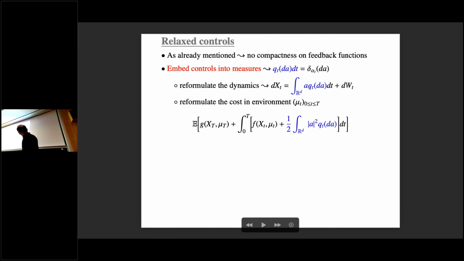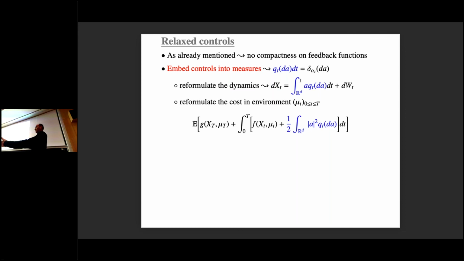So when you compute A of Q, Qt is a probability measure on R^d, so on the set of values for your controls. And the mean of this quantity, well, if you replace Q by the delta mass, this is exactly alpha_t. So if you have alpha_t, you regard Qt as being the delta mass at alpha, and in fact the mean is exactly alpha.